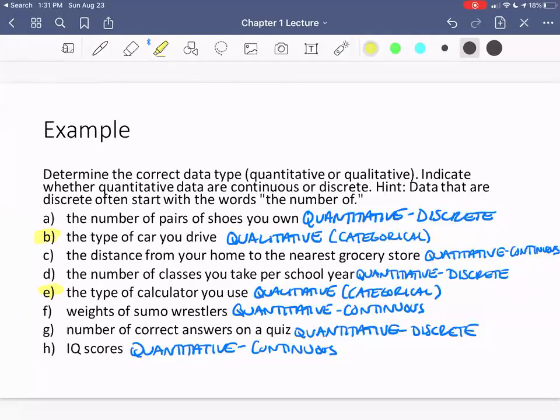Do you drive a truck? Do you drive a Jeep? Do you drive a car? We could even say convertible. Do you drive a motorcycle, right? Do you walk? Do you drive a bike, right? So the type of car you drive.